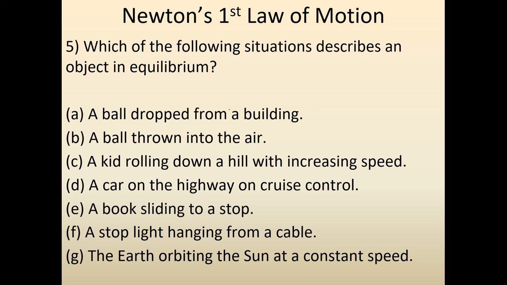All right, so for part A, well, for all of these, what we want to do is go back to the idea of what it means to be in equilibrium. If an object's in equilibrium, it's either at rest or at constant velocity, and it is not accelerating. Those are the three main things. So part A says an object or a ball is dropped from a building. We know that this can't be true because all objects falling in the air experience acceleration equal to the acceleration of gravity.